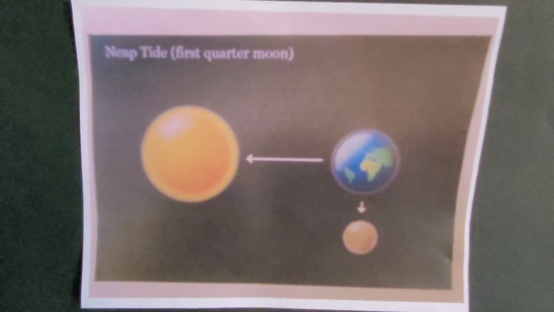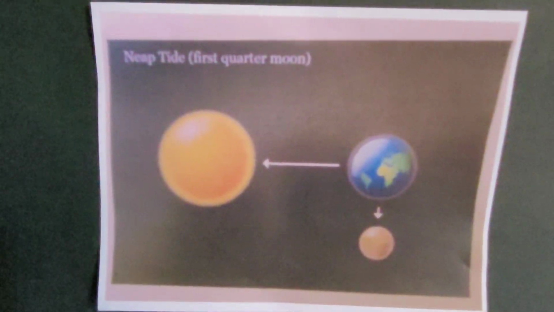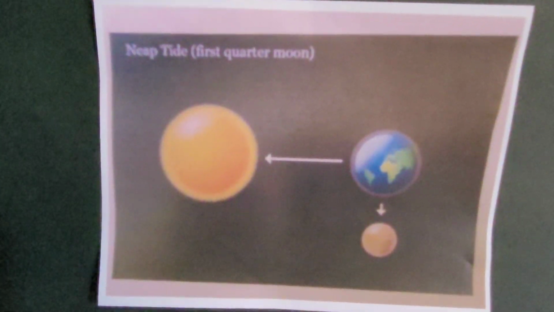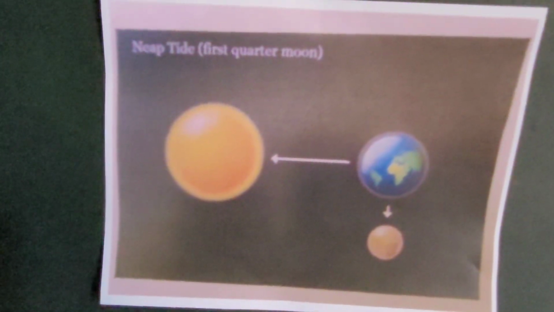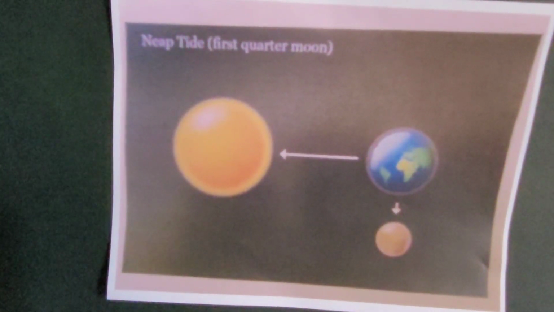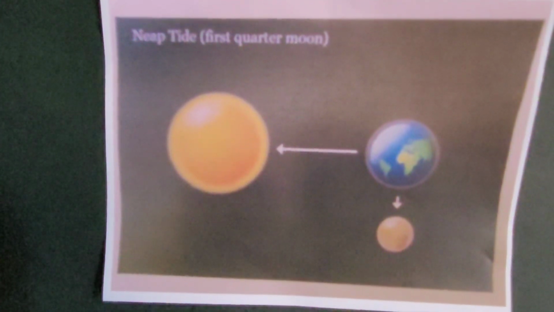When the sun and moon are at right angles to each other, or at 90 degrees from one another, there is less of a gravitational pull. This means the tidal range is at its lowest. These periods of low tides are known as neap tides and occur 7 days after the spring tide.